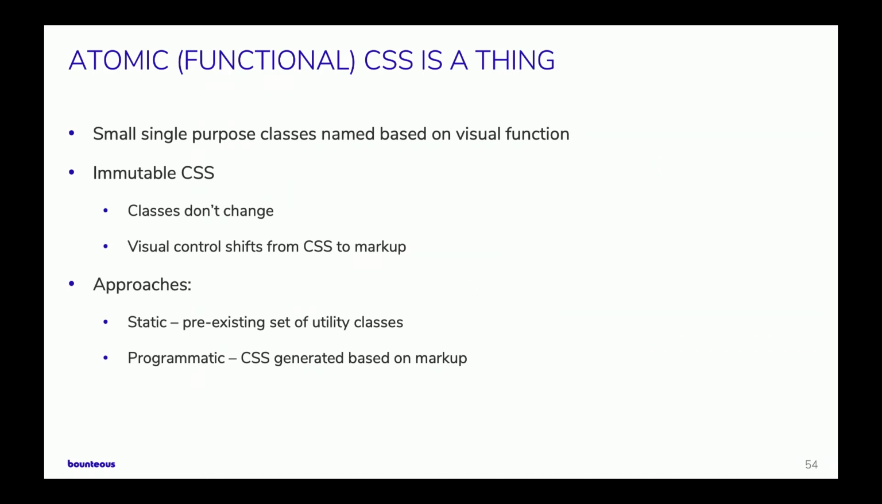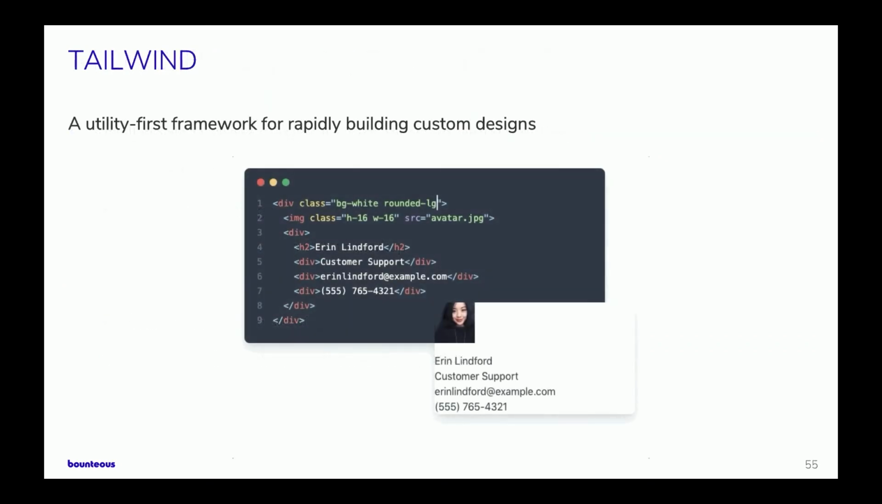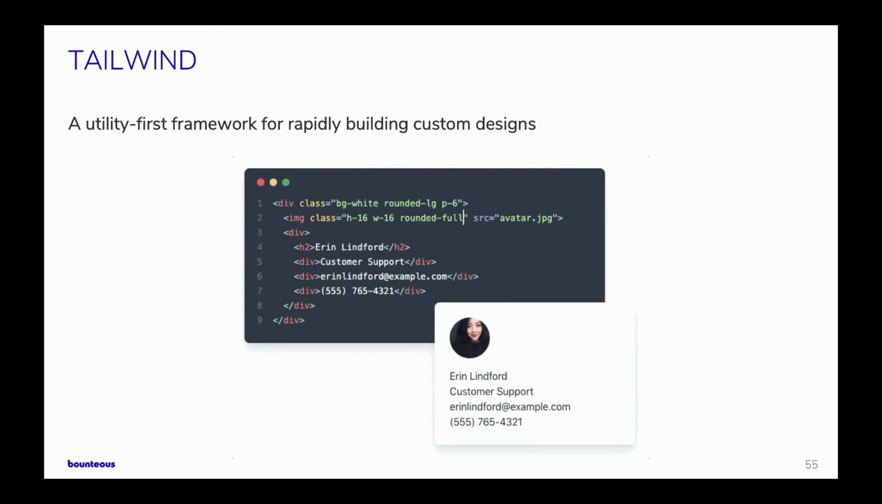And there's a couple of different approaches. There's the static approach where you get a particular set of utility classes, like a library or framework. Oftentimes it's configurable to some degree. And there's also the kind of crazy and intense approach of something that's programmatic. So actually, the markup that you define gets processed and then generates the CSS that you need for those rules, which is pretty wild. But the reason that I thought this was worth talking about a little bit, there's a library called Tailwind that I've heard more and more people talking about and using.